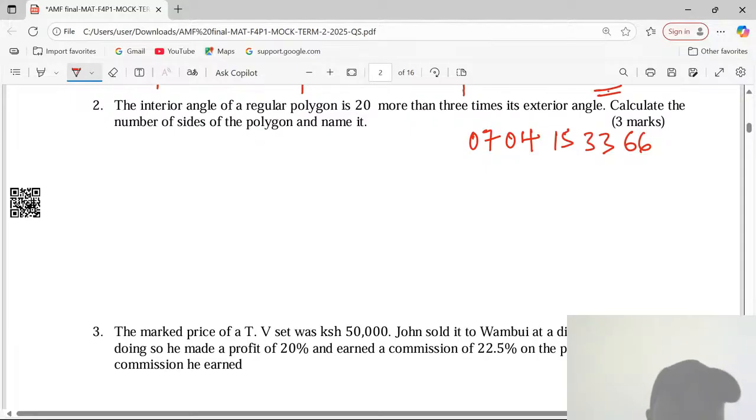Let's look at number 2, ladies and gentlemen. Number 2 says that the interior angle of a regular polygon is 20 more than 3 times its exterior angle. Calculate the number of sides of the polygon and name it.